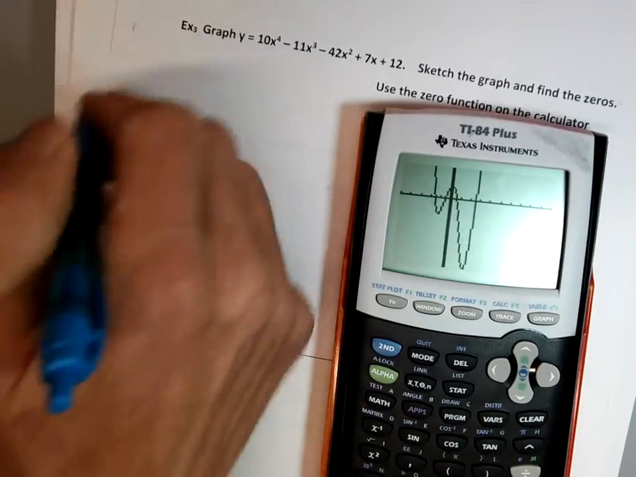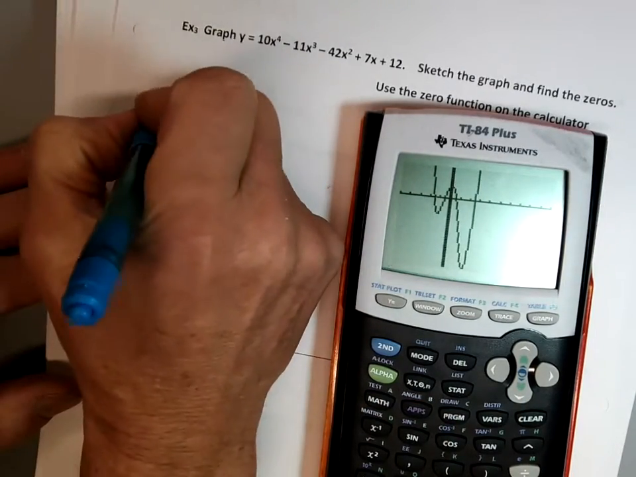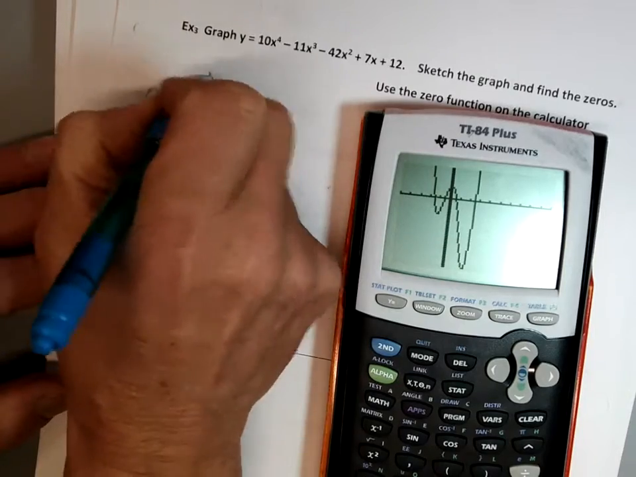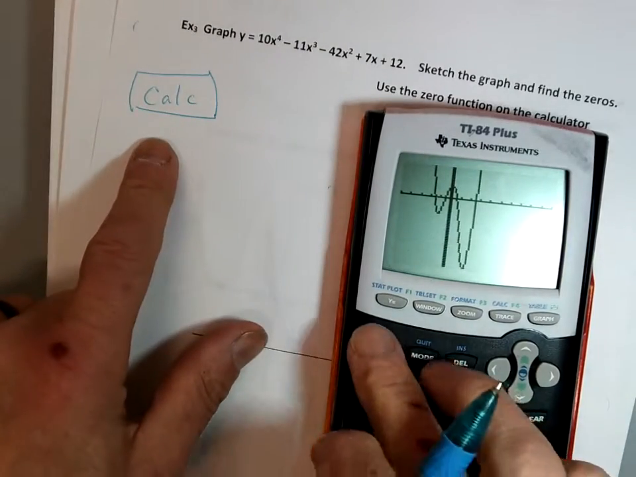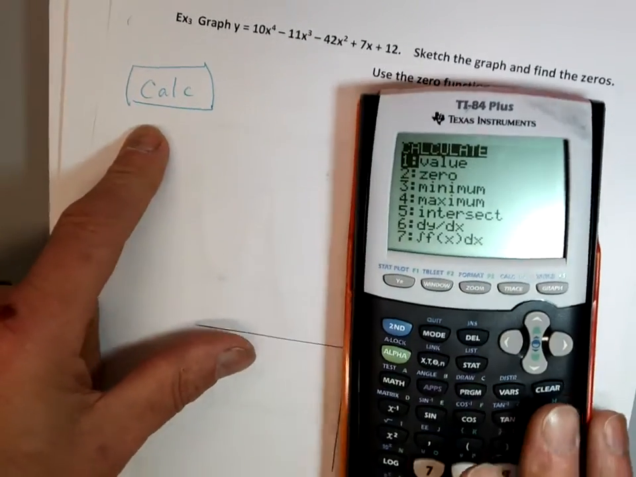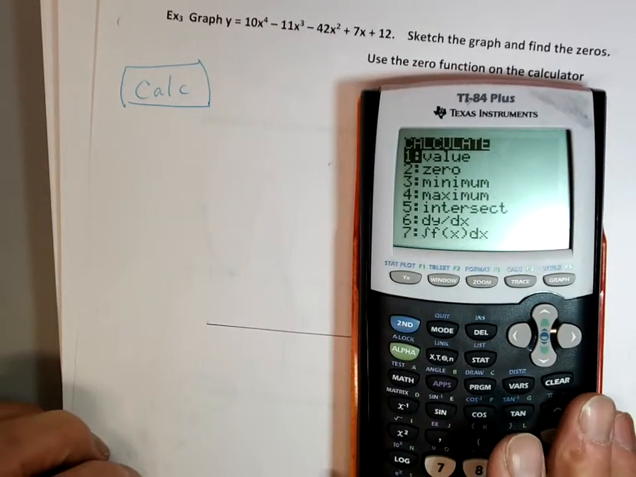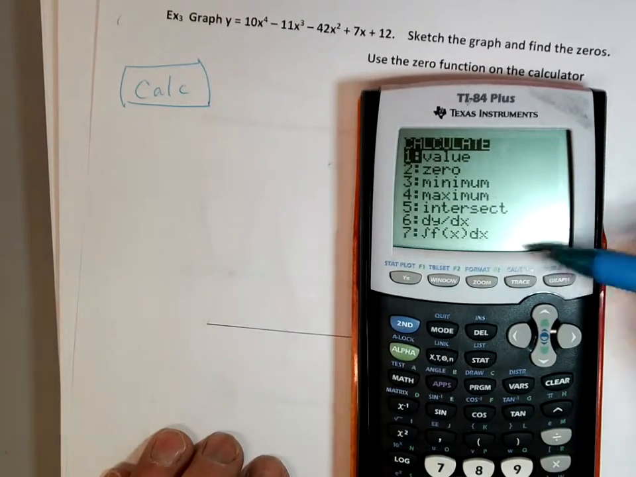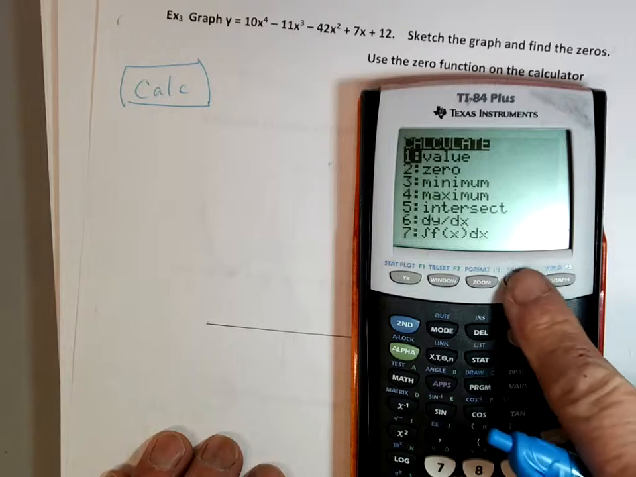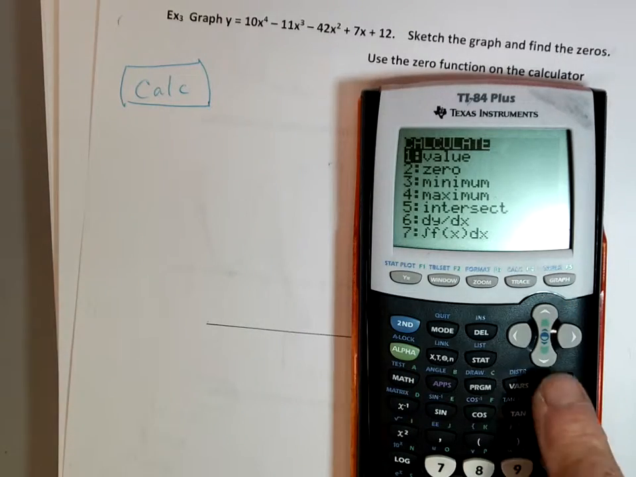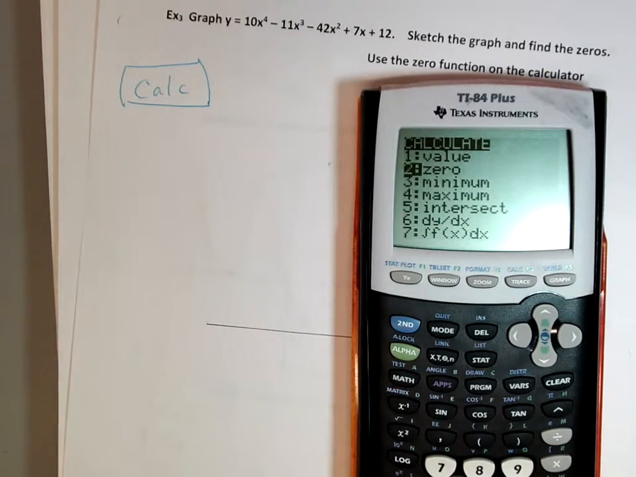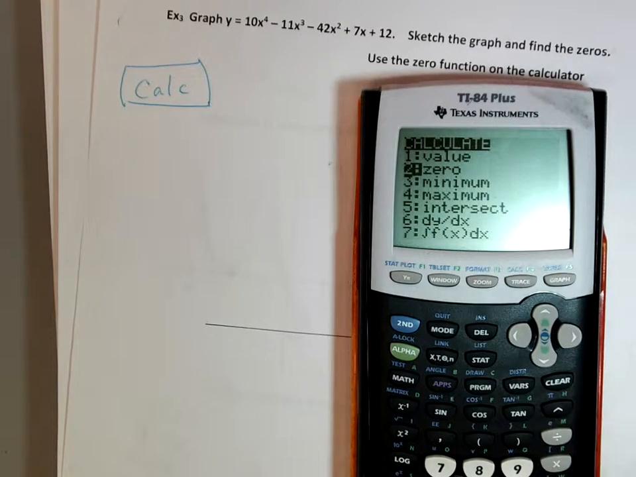So we're going to go to calculate with my blue button. So I'm going to go second calculate. Am I going too fast? I'm using this blue button right there. So it's second calc, and I'm looking for zeros. This time instead of max or minimum, I'm looking for the zeros. Enter. I really have to go slowly on this one.